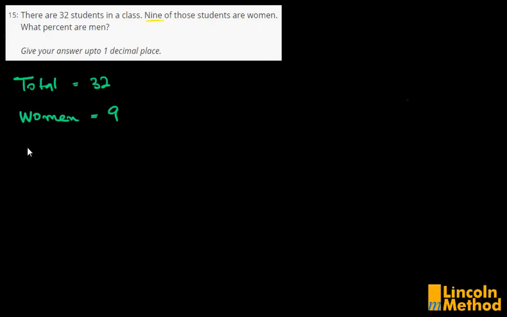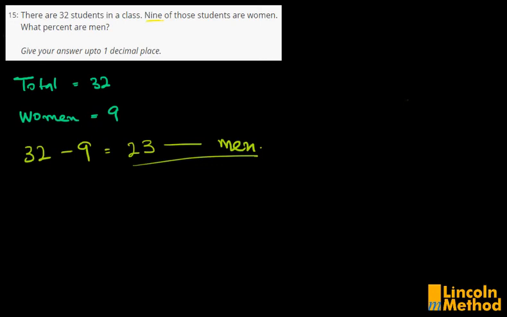So if we subtract this number from the total number of students, we should get the number of men in the class. So if we subtract 9 from 32, what we get is 23. So 23 students are men. Now with that information, in fact, let me just add men at the end. So 23 are men. Total are 32 students, and out of that, the number of women is 9.